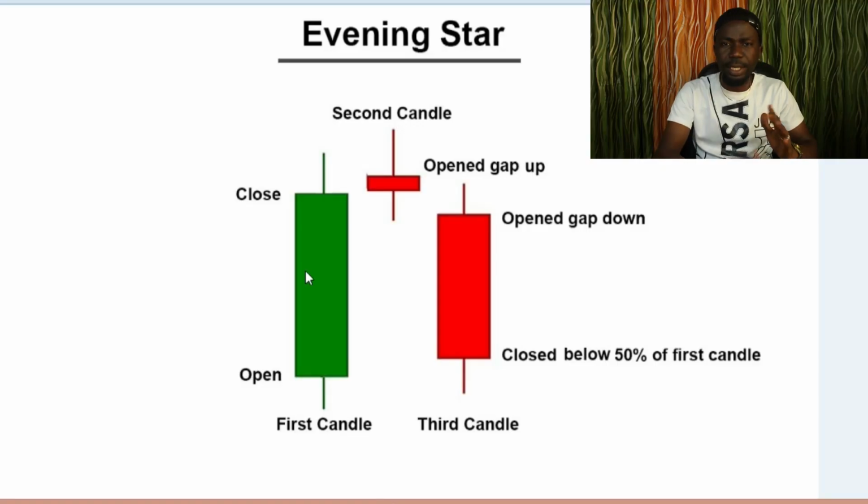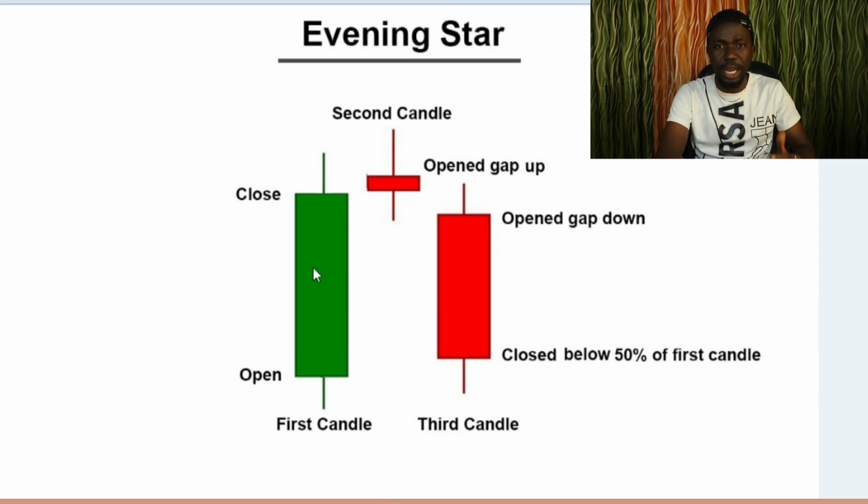So the evening star is a bearish reversal pattern, right? It tells you that the sellers are very strong in the market. It tells you that the buyers are not able to push the price any further. So that is what the evening star tells you. So here is an example of how the evening star candlestick pattern looks. So this is how an evening star candlestick pattern looks.